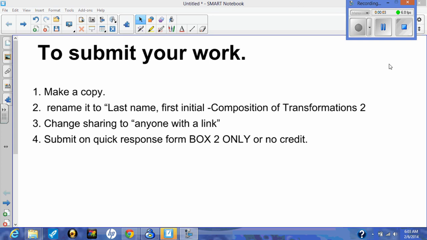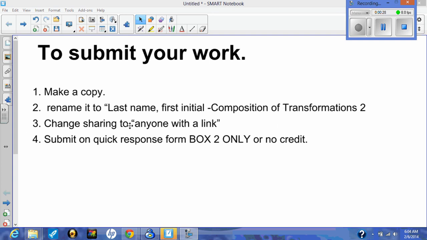Okay, welcome. Today we're going to need not only your notes, but you're going to have to open up your copy of your presentation we worked on yesterday. It was called Compositions of Transformations 2. You will submit this today, so make sure you have made a copy. You named it with your last name, first initial, and entitled it Composition of Transformation 2. And that would be step 2.